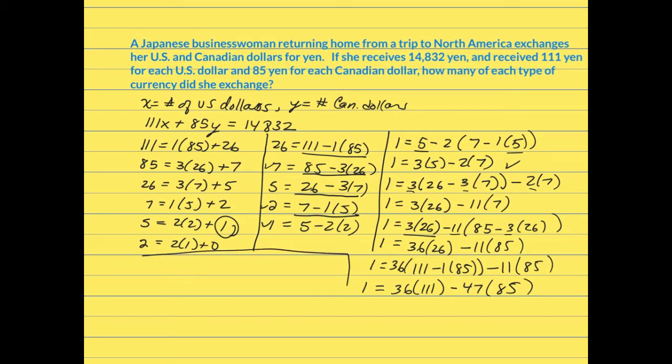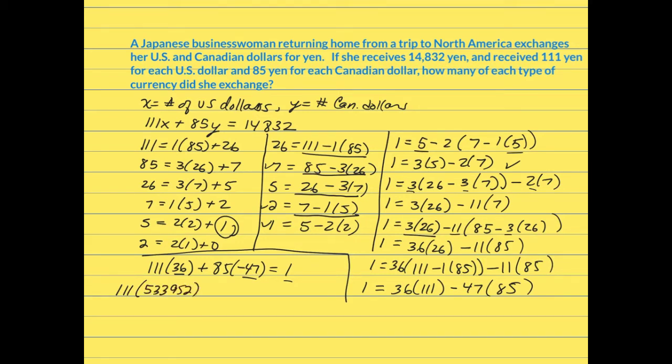Next, we're going to write that equation in the form of the linear Diophantine equation we're trying to solve. We get 111 times 36 plus 85 times minus 47 equals 1. Well, we don't want it to equal 1. We want it to equal 14,832. So we've got to multiply 36, negative 47, and 1, all by 14,832.